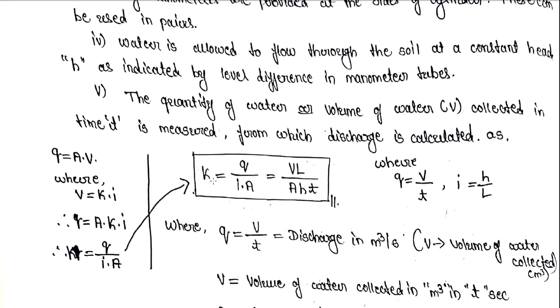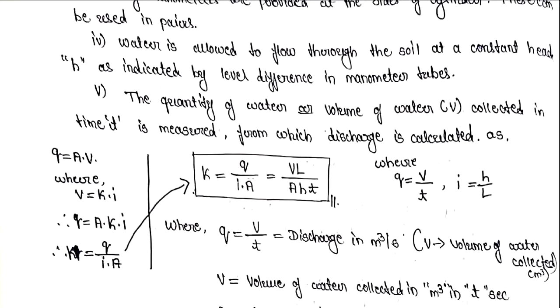So to find out the K value, from Darcy's law, Q is equal to A into v, and v is equal to K into i. So I can say that Q is equal to A, the cross sectional area, into K into i. So K is equal to Q divided by i A.